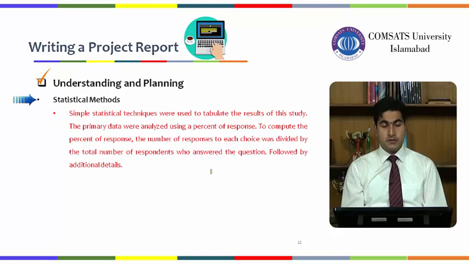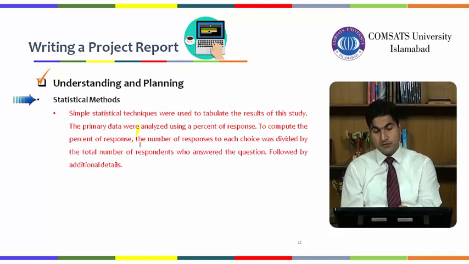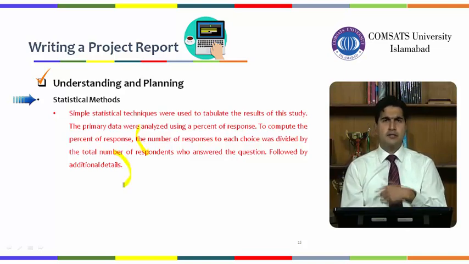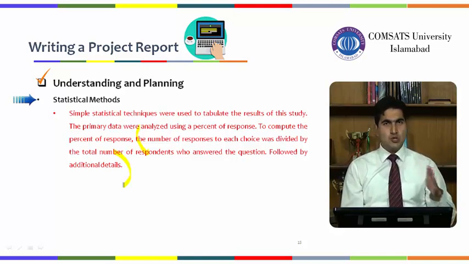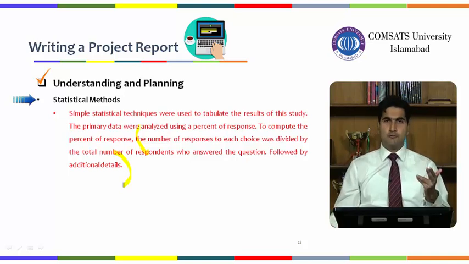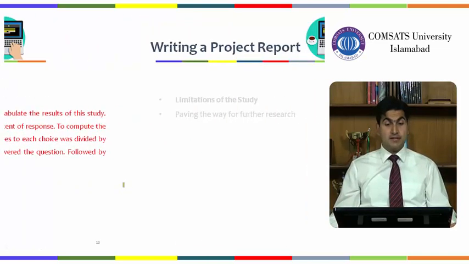To compute the percent of response, the number of responses to each choice was divided by the total number of respondents who answered the question, followed by additional details. This is the basic formula through which the percentage was calculated for each variable. You got the formula, and you have to mention it within your method as well.